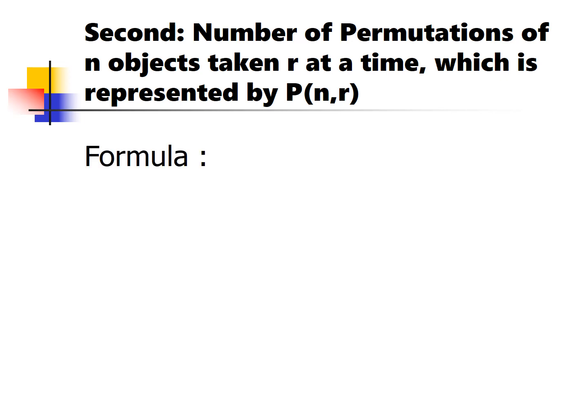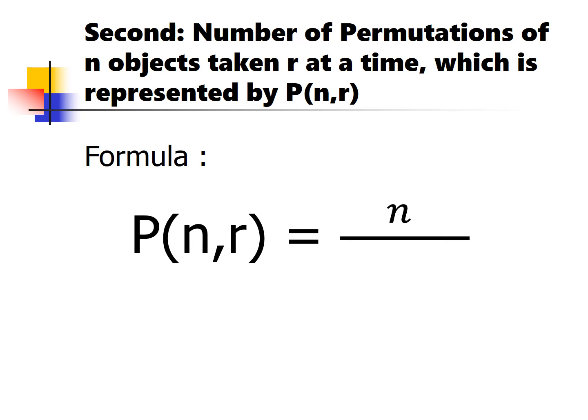So, in this case, we will use the formula P of n, r is equal to n factorial over n minus r factorial. Kanina, pag taken all at a time, n factorial lang. Ito naman ay taken r at a time. Kaya magkakaroon tayo ng ratio of n factorial over n minus r factorial.